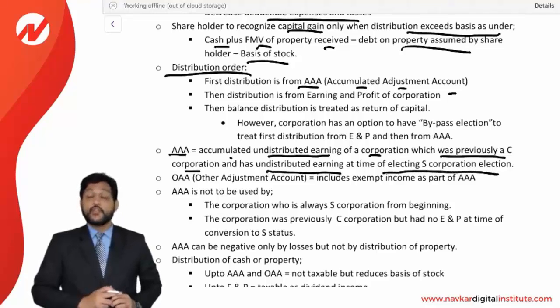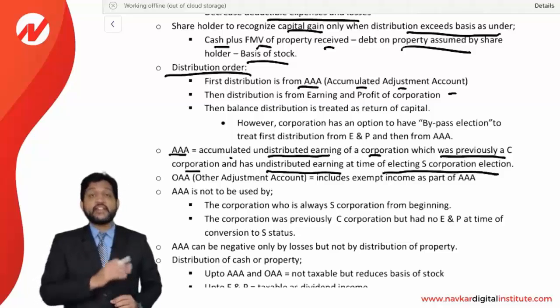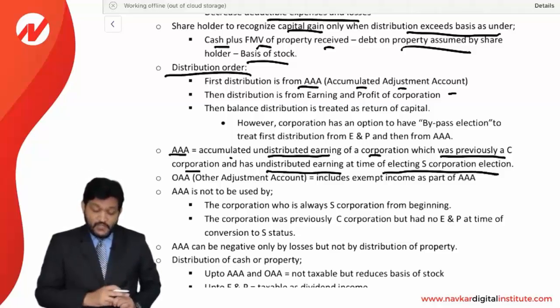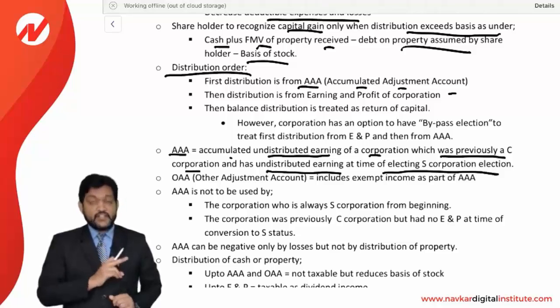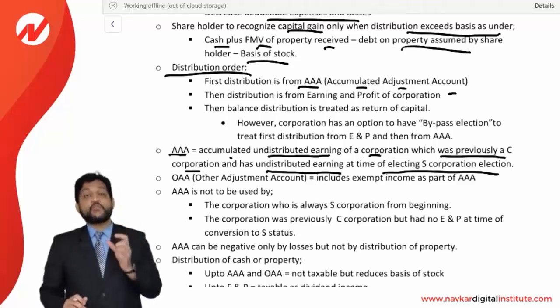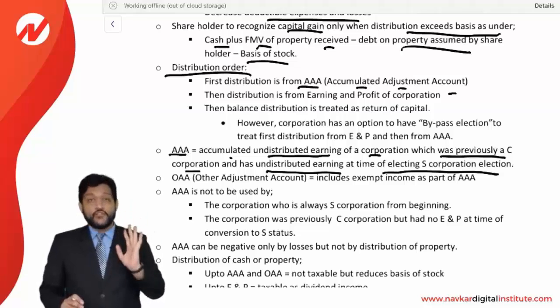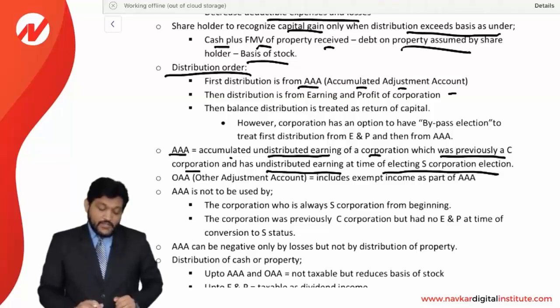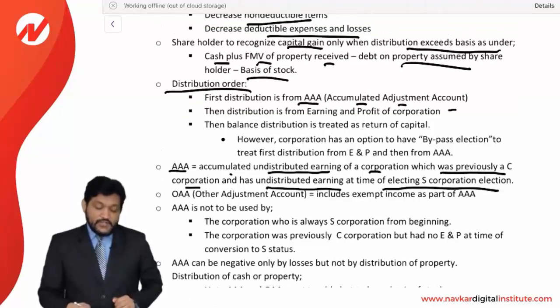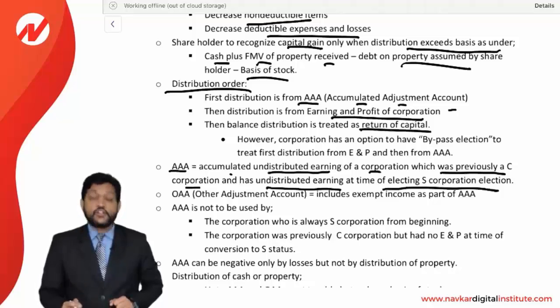So what they want to say is, when you were a C corporation and then you moved to S corporation, the earning and profit outstanding at the time of S election is called the AAA account. Whatever accumulated earning is outstanding at the time of S election, it is called the AAA account. So you need to remember this meaning. Okay, then the distribution is from the earning and profit of a corporation, and then the balance distribution is treated as a return of capital.